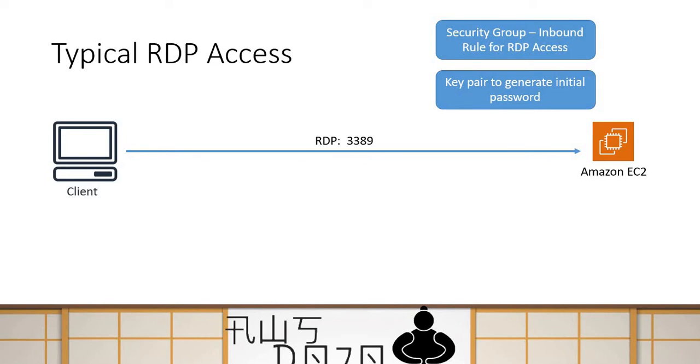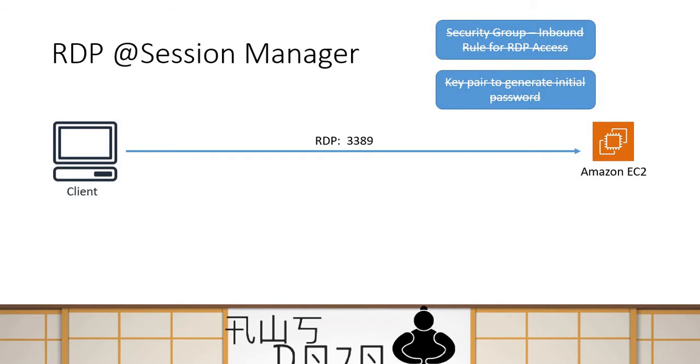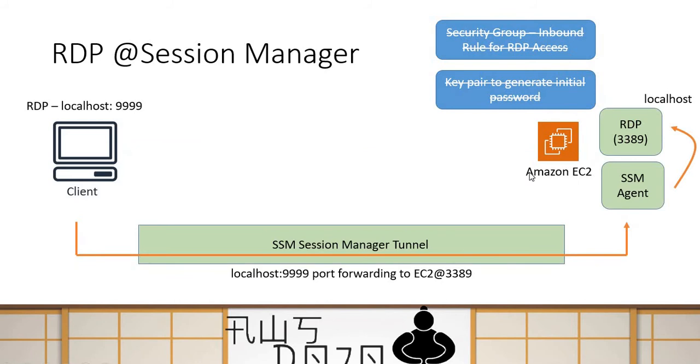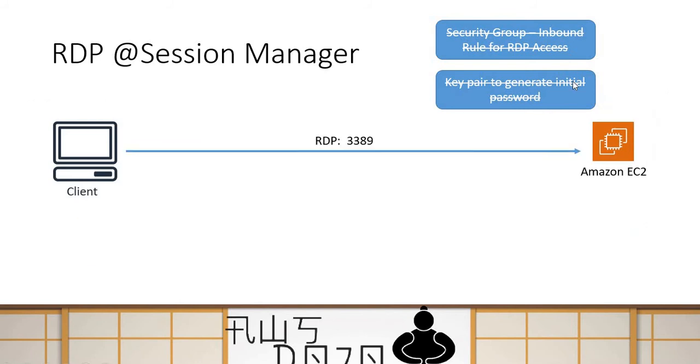Now, let's see what it looks like if you try to enable the same kind of RDP access using AWS Session Manager. When you're using RDP over Session Manager, the first thing you realize is that you don't need to do either of these two things. You don't need to create any security group and inbound access rule for the RDP. That's the first thing. Second, you don't need to generate any key pair for login and password.